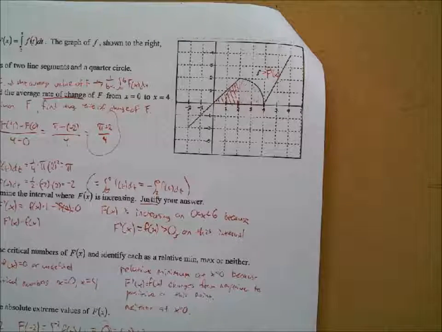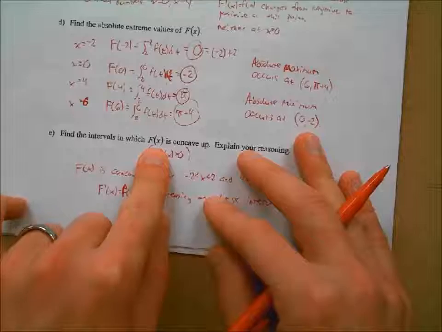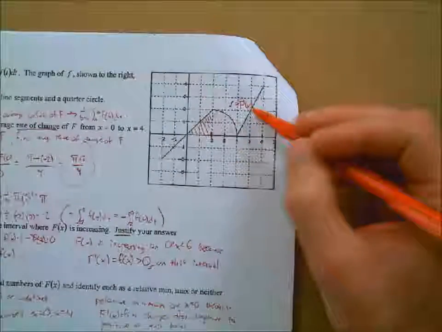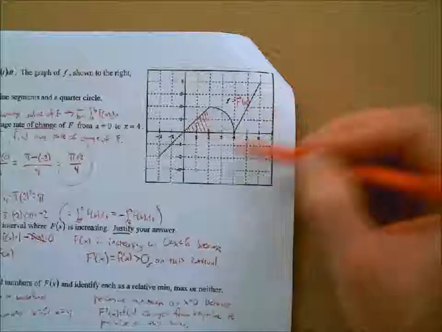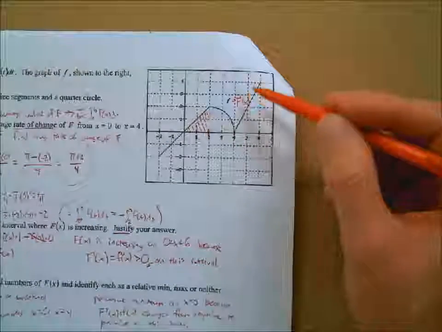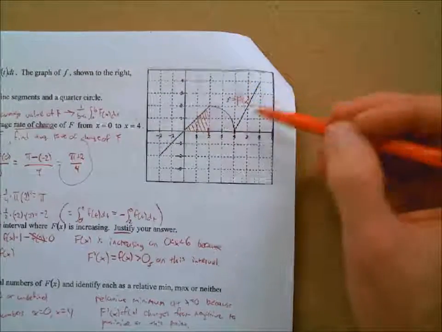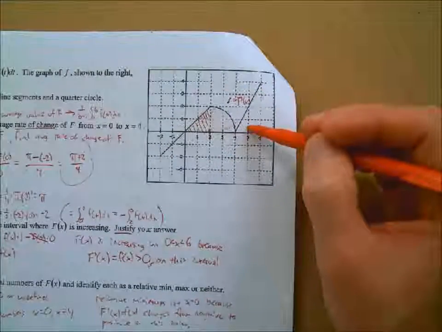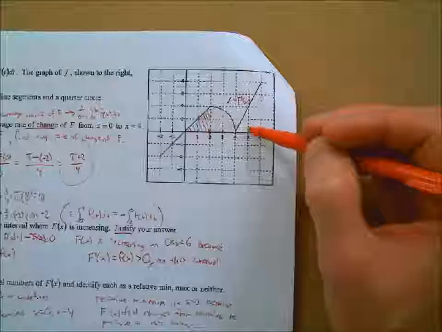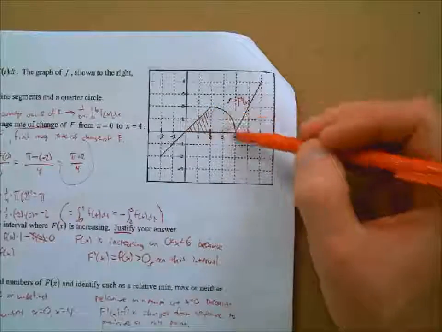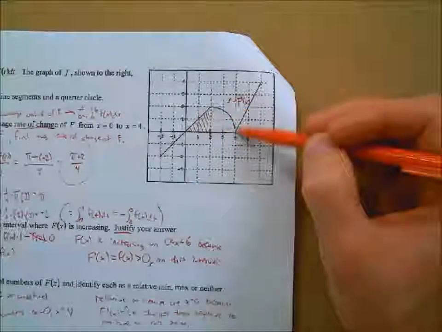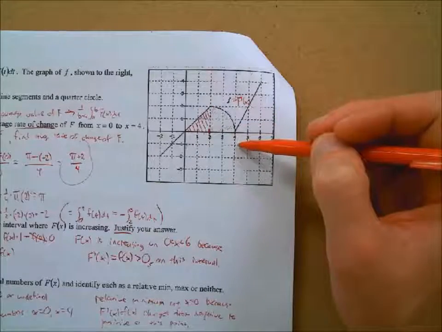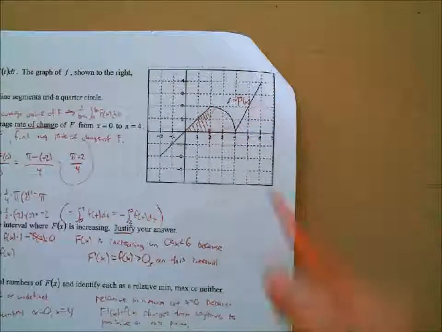It is asking for capital F. So this is capital F prime right here that you're looking at, the first derivative of capital F. Its derivative would be capital F double prime. F double prime will be negative for this interval because F prime is decreasing on this interval. Follow me so far, right? Okay, so that's the idea there.